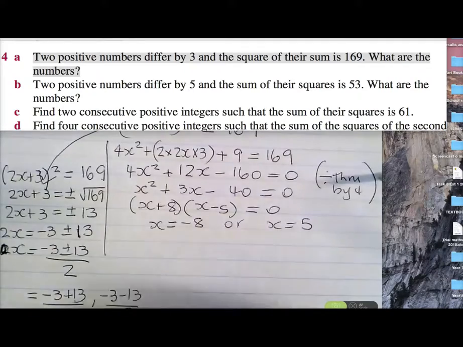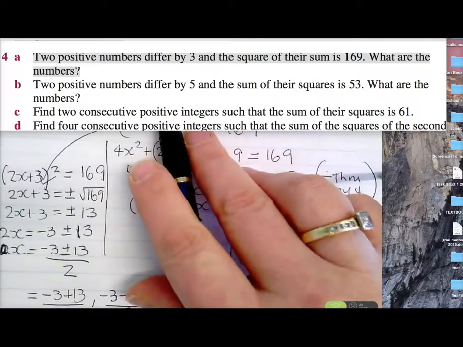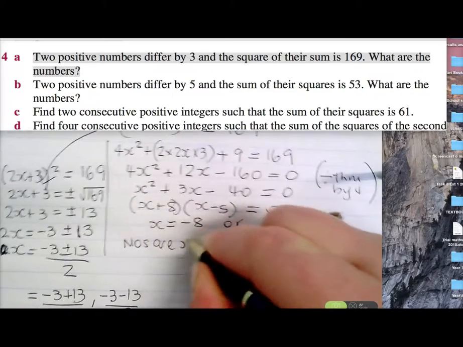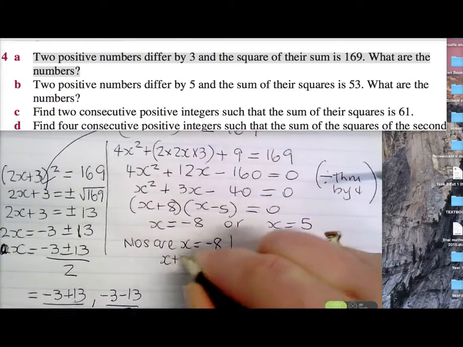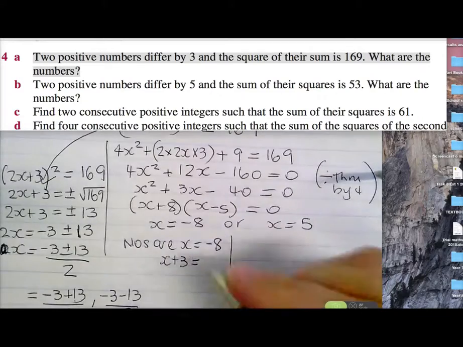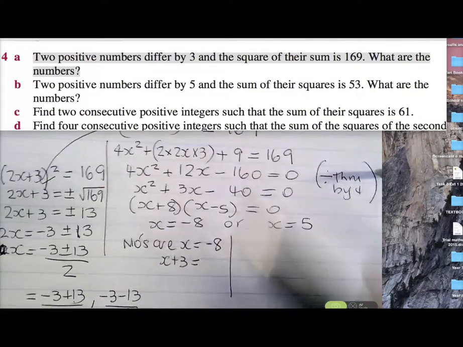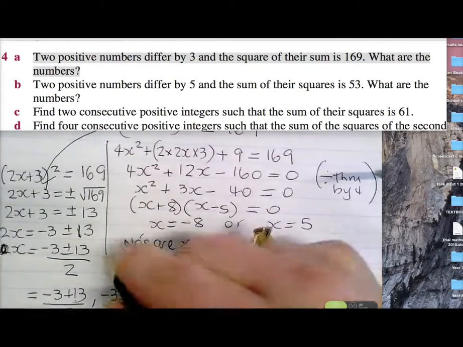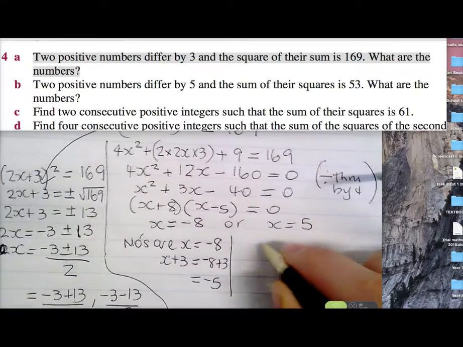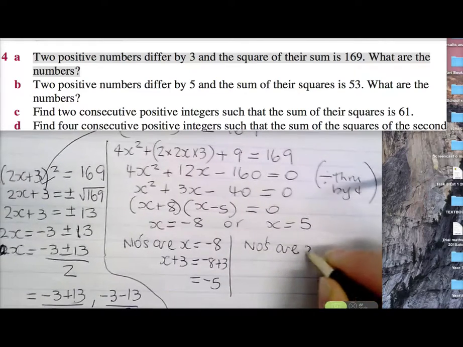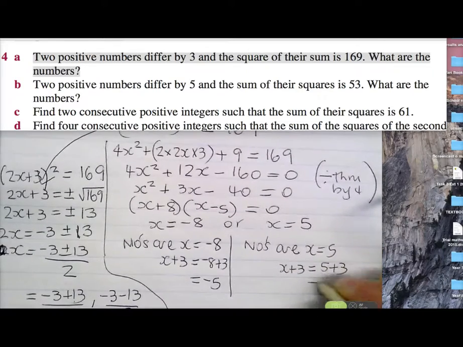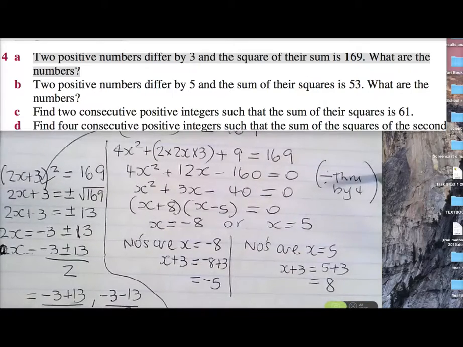Girls, I'm not finished. I didn't finish that question over there. I need the other number. So my numbers are x, if I look back up the page, and x plus 3. So the numbers are x, which is negative 8, and x plus 3, which is what? We defined in the beginning, negative 8 plus 3, so negative 5. And here, my numbers are x is 5, and x plus 3 is 5 plus 3. Girls, I forgot to fix it up in the other one as well.